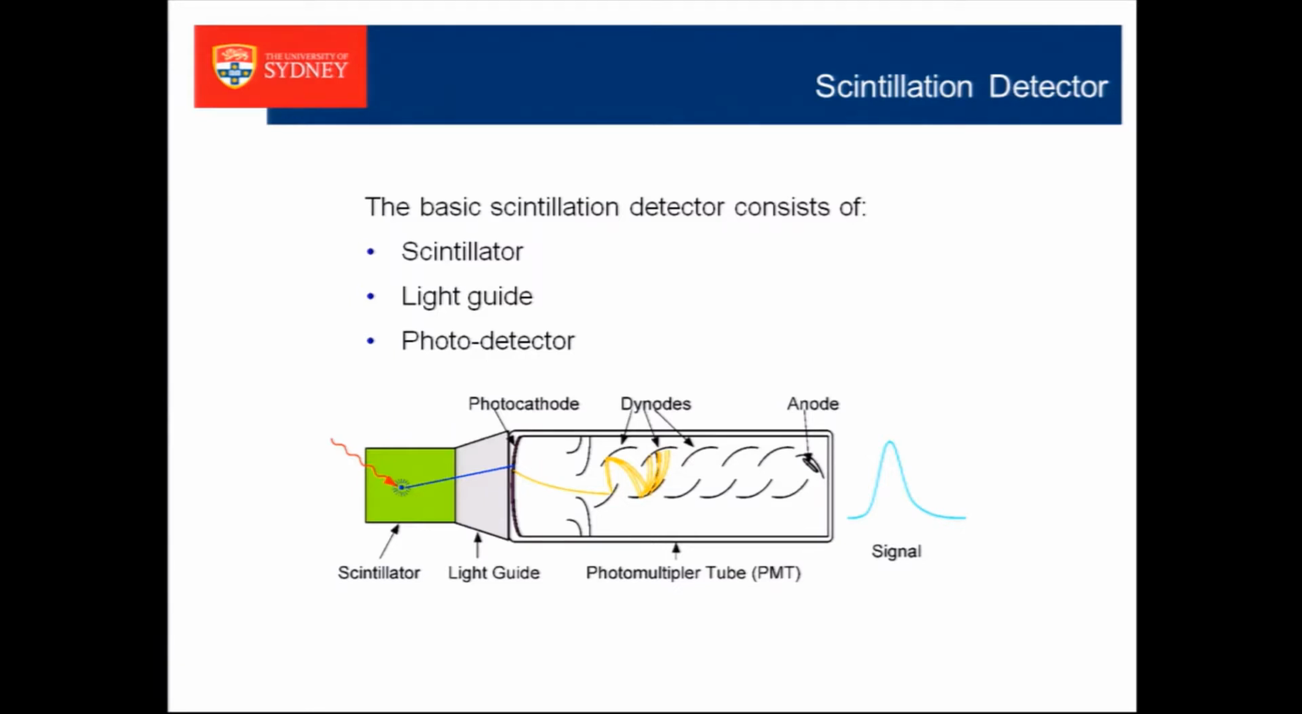That releases some electrons by virtue of the photoelectric effect, and we have initially a weak signal, which is then amplified up by passing through a series of diodes, which accelerate the electrons until they reach the anode, and we have a larger signal, which is useful electronically for further processing.